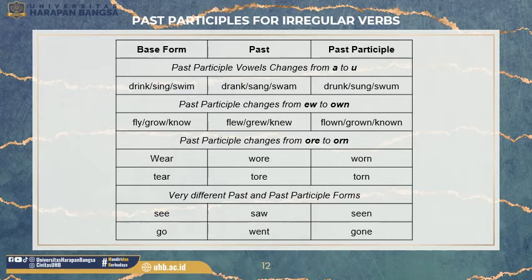Sama dengan sing. Dari sing menjadi sang, menjadi sung. Dari sang di situ memakai vokal a, kemudian past participle-nya berubah menjadi u. Sama juga dengan swim. Swim menjadi swam dan swum. What about the next one? Past participle changes from ow to own. Jadi ada juga nih yang berubah dari ow to own.